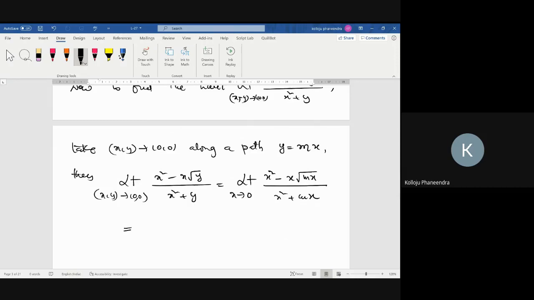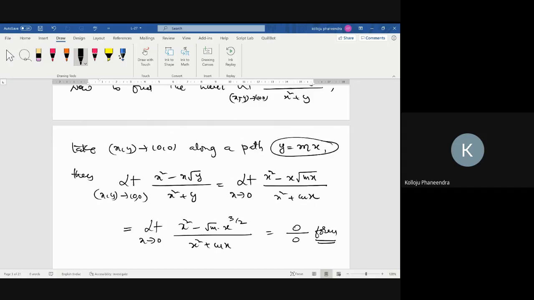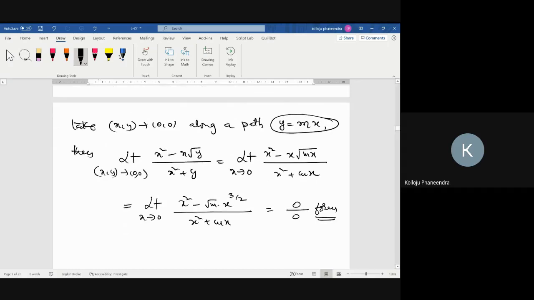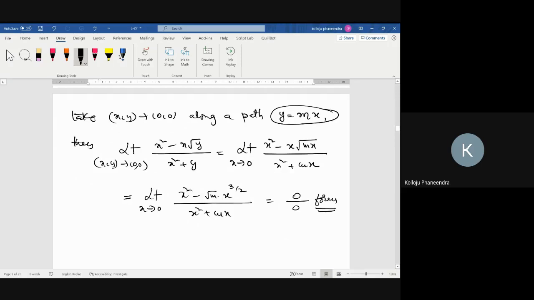If I substitute, nothing will come. The limit as x tends to 0 of (x² − √m·x^(3/2))/(x² + mx). If I put this in, you will get 0/0 form. That means I'm not getting any conclusion here. That is why you change this part. Okay, this is one idea.